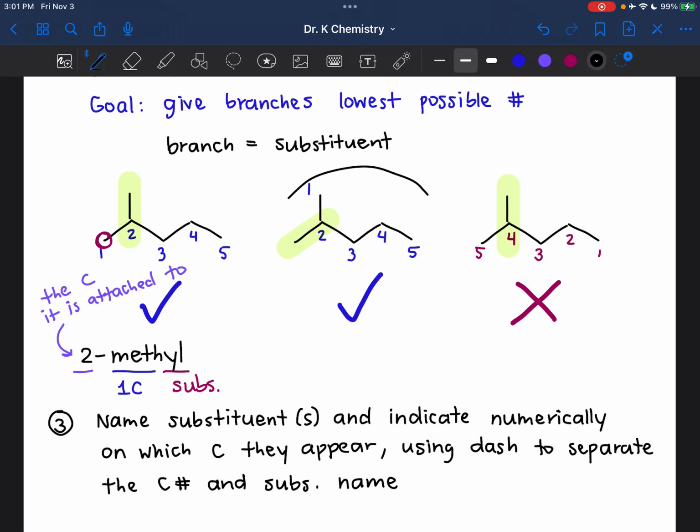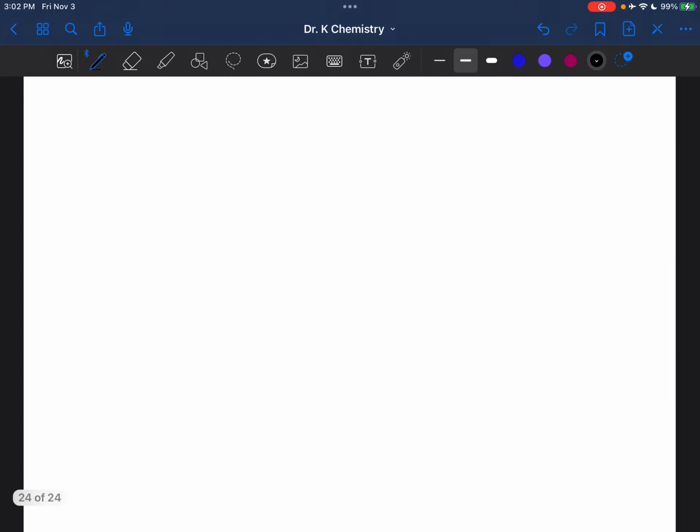And notice on the system in the middle, if we use that numbering system, it would end up generating the exact same thing. This substituent contains 1 carbon. It's attached to carbon 2, so we would call it 2-methyl. Okay, now that we have that, we're going to put everything together into the full name of this molecule. And we're going to list the substituents first.